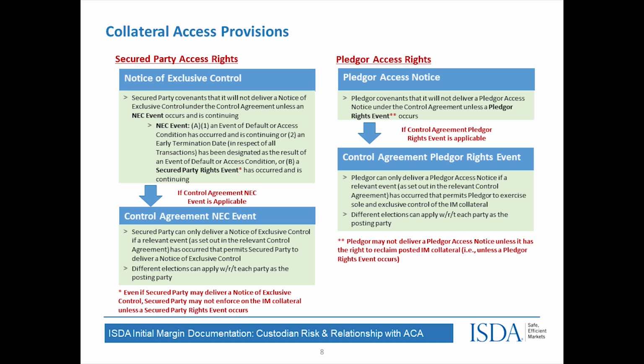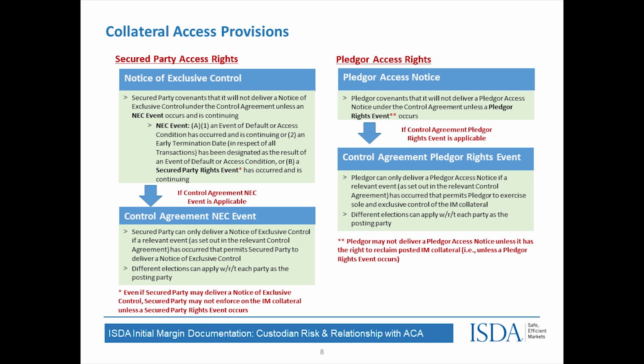So from the secured party as well as the pledgor's perspective, access to, or I should step back a little, in the 2016 documents, the only thing you had are really the top two boxes there, the notice of exclusive control and the secured party rights event, as well as the pledgor rights event definitions. And those definitions were hardwired in the documentation. Those definitions continue to be hardwired in the 2018 and 19 documentation, but there's an option actually to turn them off and replace them with previously agreed concepts that get at the same point.